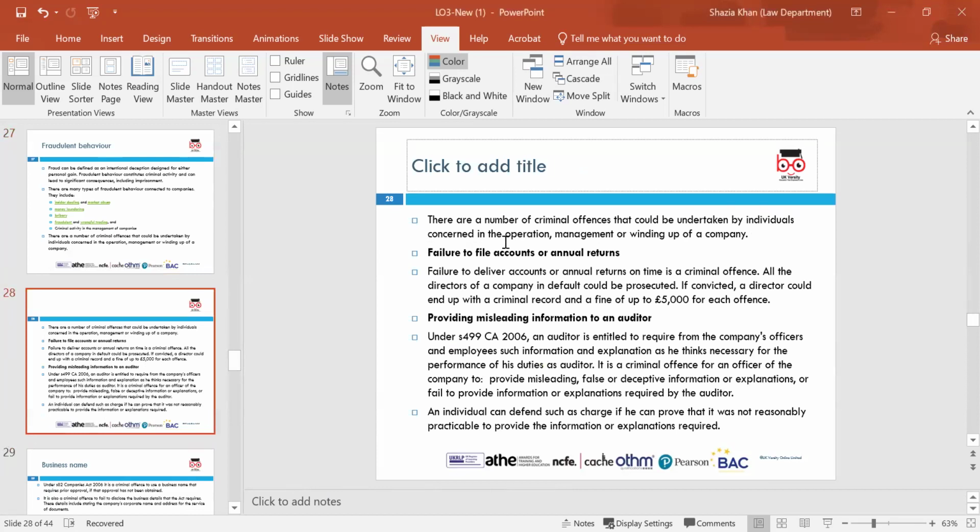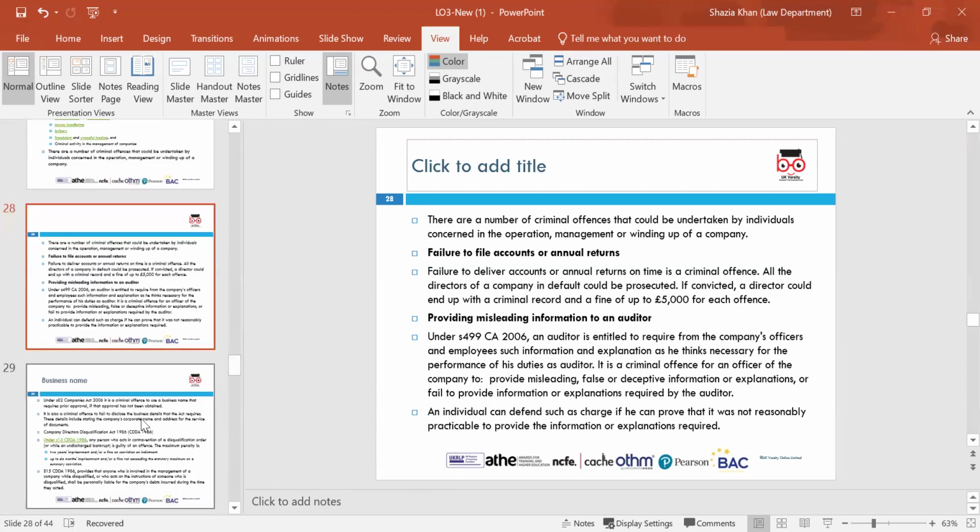There are a number of criminal offences that could be committed by individuals, including, for accountants, failure to file accounts and annual returns, failure to provide information, providing incorrect or misleading information to an auditor, and that under Section 499 of the Companies Act is a breach of that as well. So you need to make sure you are not providing misleading information.